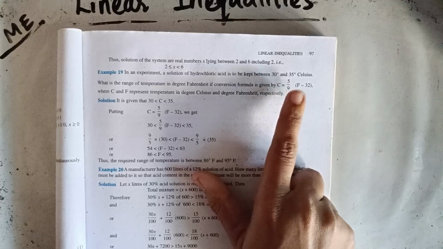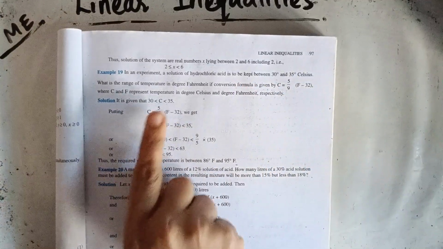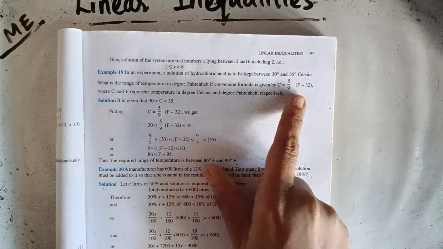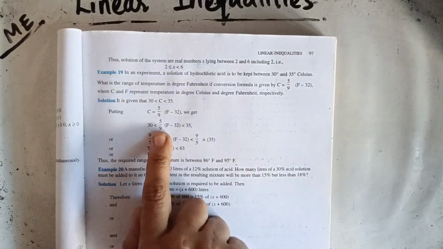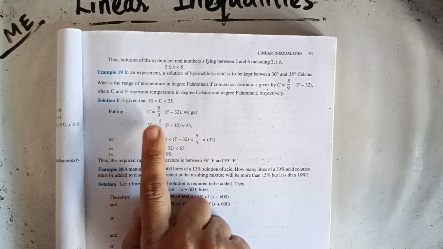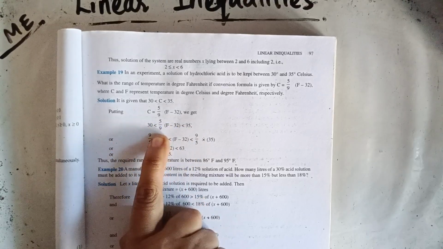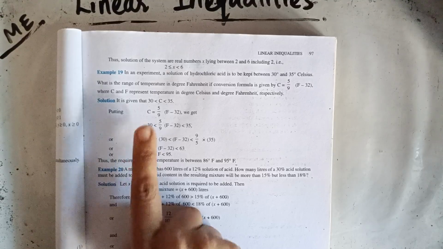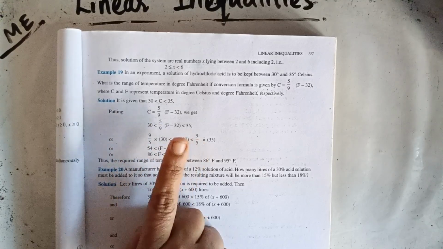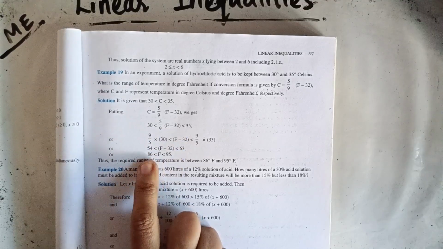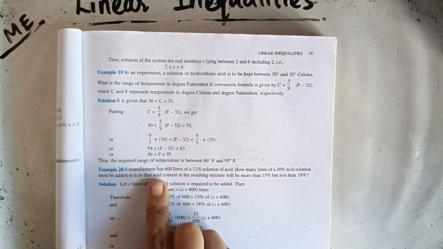So C is already given, that we have to put in between this 30 and 35, and then we have to find the value of F. That is, first we have to multiply by 9 to all the sides, all three numbers, so that this 9 cancels. Okay, then we have to divide by 5 so that this 5 goes. Then we have to add 32 to all these numbers, so we will get 86 and 95.